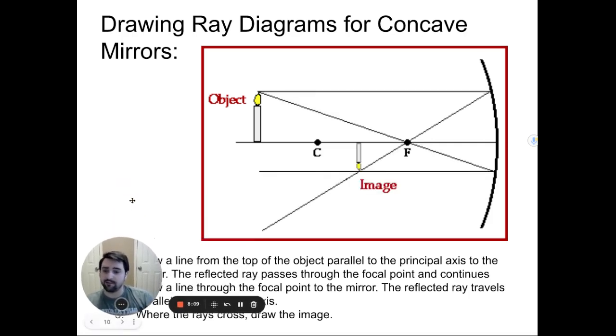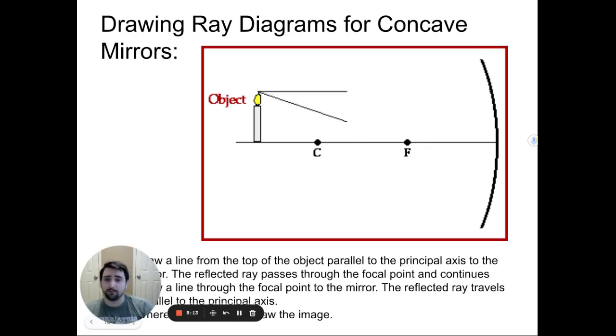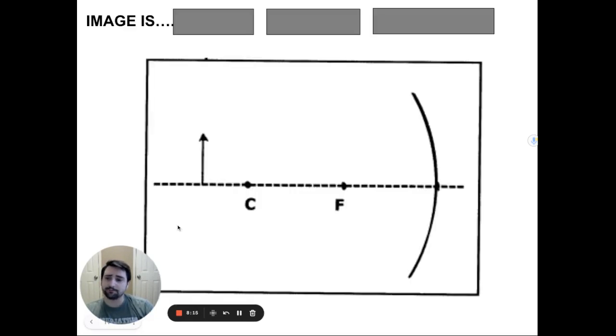So we'll do a couple of different examples, and I'll tell you guys to kind of pause, and this is going to be an Edpuzzle, so I'll have some questions that I ask you guys as we're going. So our first situation, this is going to be the first one on the in-class practice. So you're going to want to do this with me. Our first ray is going to go parallel, bounce, focal. So it should look something like this.